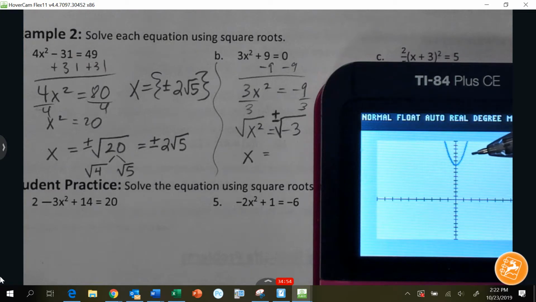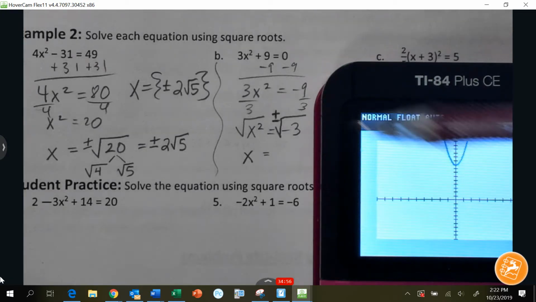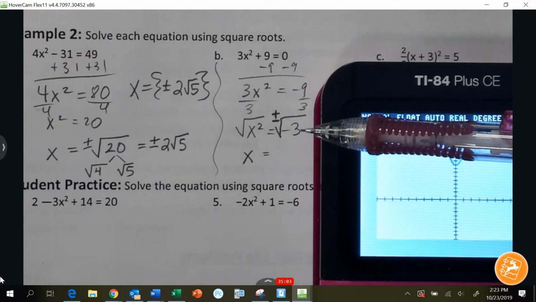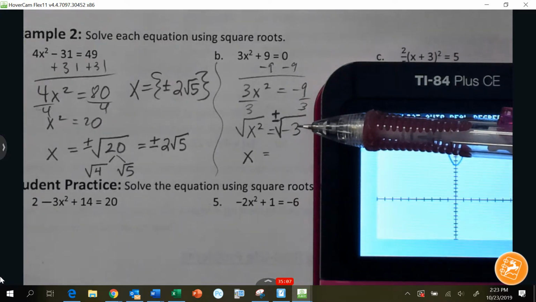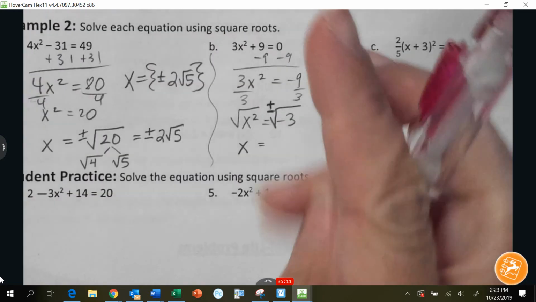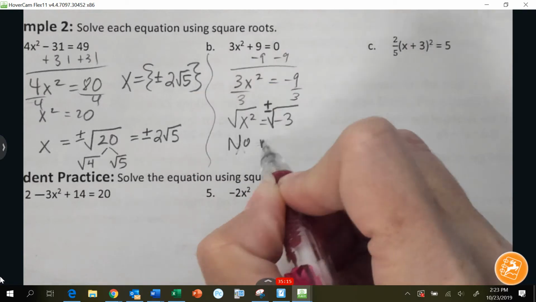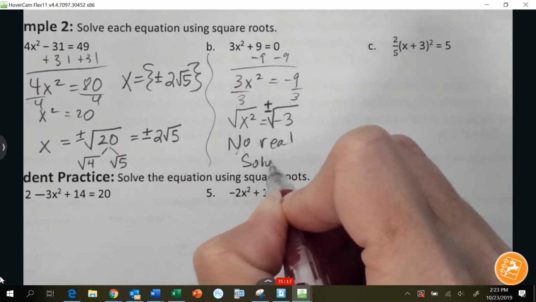You guys see what happened for this one? There's no way to see. Why can't I solve this? Because it's negative. Why can't I solve it? It's a negative square root. You can't take the square root of a negative number. So there would be no solution.